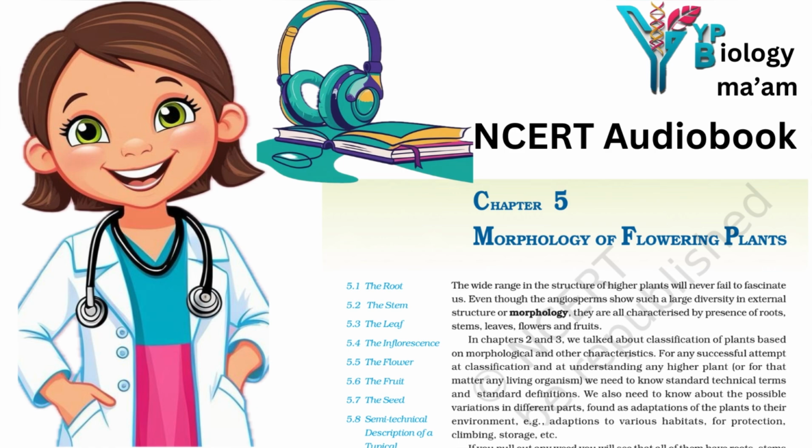5.6 The fruit. The fruit is a characteristic feature of the flowering plants. It is a mature or ripened ovary, developed after fertilization. If a fruit is formed without fertilization of the ovary, it is called parthenocarpic fruit. Generally, the fruit consists of a wall or pericarp and seeds.